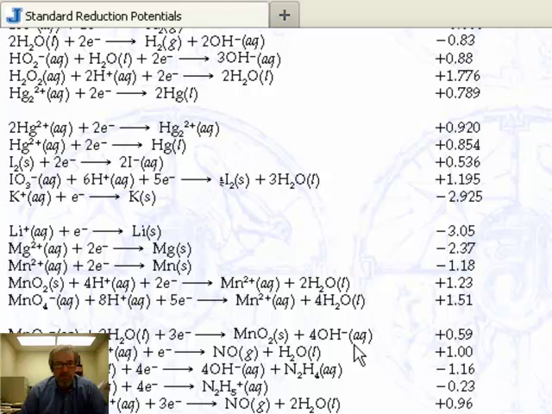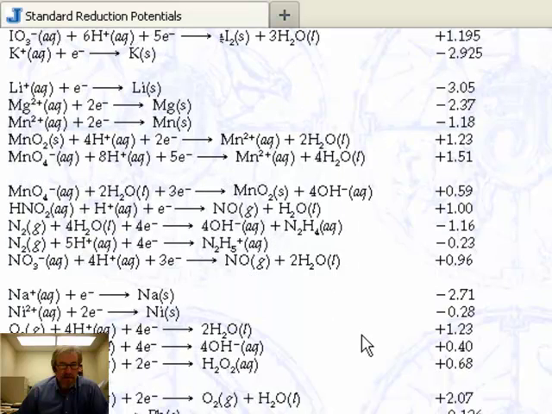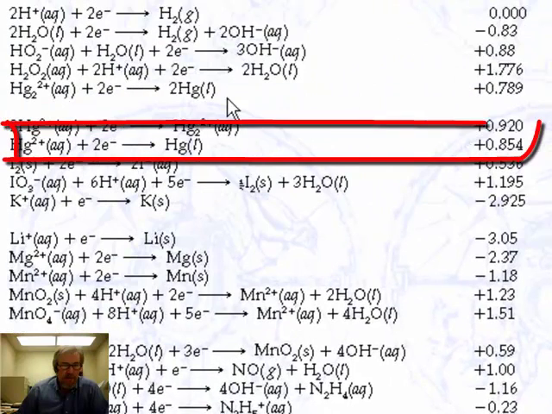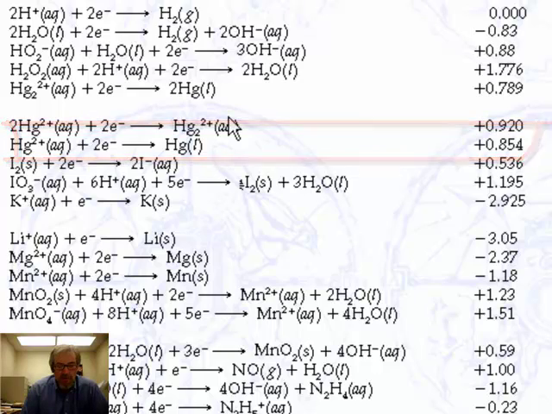The other thing that's in my cell is liquid mercury. So that would have to oxidize to make a reaction occur. So let's look for mercury here. Here we see the reduction of mercury 2+ to liquid mercury. So the oxidation would be just the opposite of that. So we had a reduction potential of positive 0.854 volts. So we'll make an oxidation potential of negative 0.854.